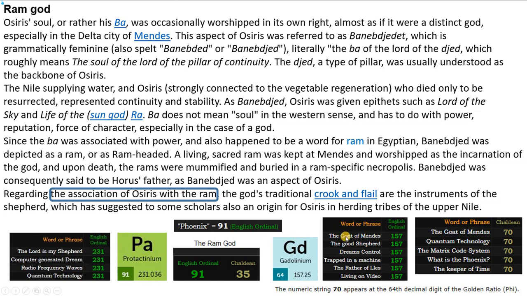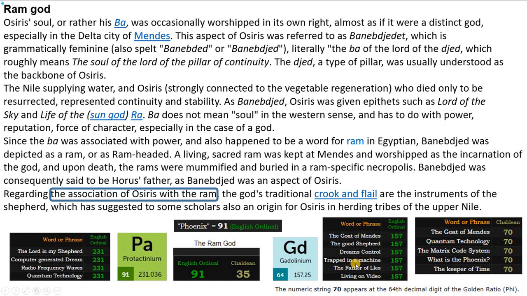So now the goat of Mendes is 157 in English ordinal, matching the following expressions. The good shepherd. So here again we have the confirmation that the goat of Mendes is the good shepherd, that is Osiris. Then dreams control. Trapped in a machine. The father of lies. And living on video, and we are living inside a video game, the Matrix game of life.